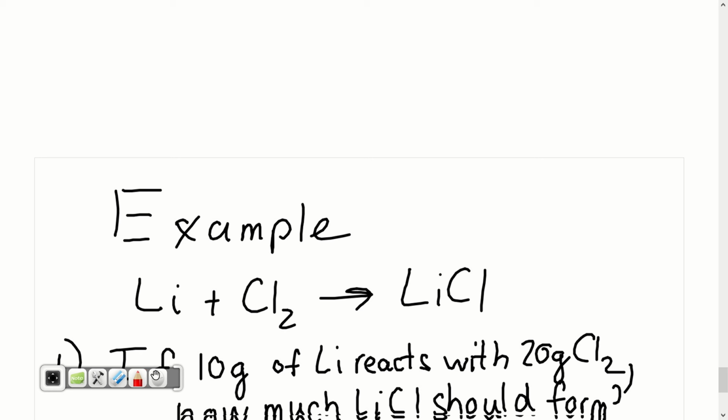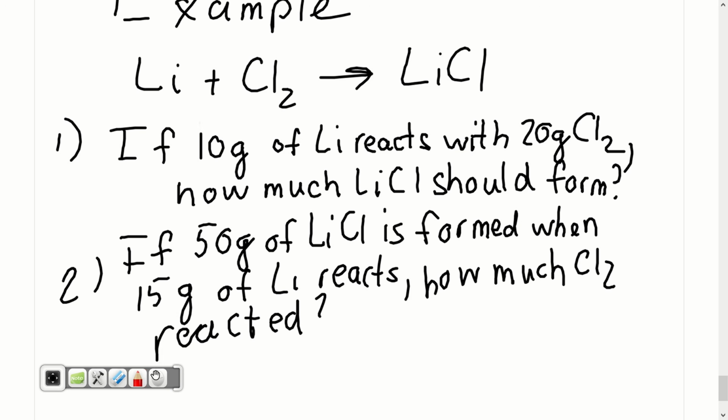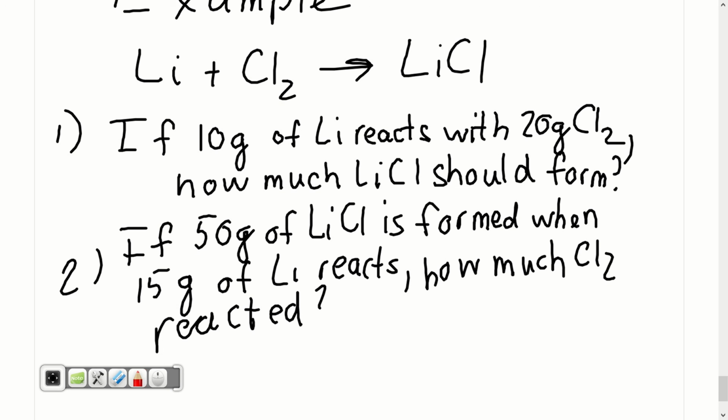So a problem that you might run into would look something like this. So I have Li plus Cl2 yields LiCl. So what type of reaction is this? This would be one element plus one element forming a compound. So what would that be? This is a synthesis reaction.